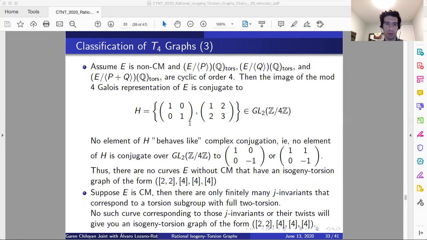David Zywina proved that you need an element in the image of the Galois representation that behaves like complex conjugation, but H has no such element. If, on the other hand, E is CM, then this is a question of finitely many computations. There are only finitely many j-invariants that correspond to a curve E with CM with a torsion subgroup Z/2 cross Z/2. No such curve or twist can give an isogeny-torsion graph of the form that we are trying to eliminate, so we are done.